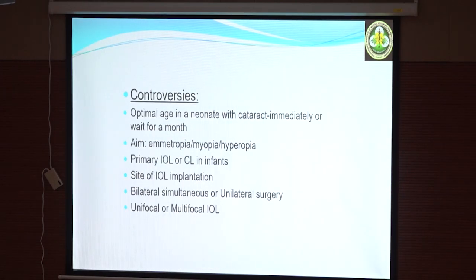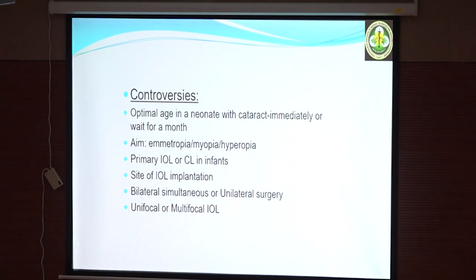So you still have a few debatable topics in pediatric cataract, like what is the optimal age when you would like to operate, what do you want to aim for? Well, you're going to put an IOL and there's going to be a myopic shift. So what is your aim? How much undercorrection do you want, or do you want to leave the child ametropic? Do you want to implant an IOL or leave the child aphakic? Where do you want to implant the intraocular lens, whether in the bag or you want to do a capture? Do you want to do a bilateral same-time surgery or a unilateral surgery? And of course, in an older child, whether you want to put a unifocal IOL or a multifocal IOL.